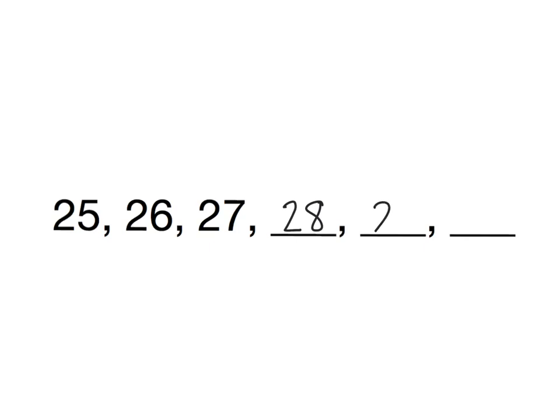Hopefully you said 29. All right, let's do the last one. Let's count it again. Ready? 25, 26, 27, 28, 29. Think. What comes next? I hope you said 30, which is 3 and then 0.